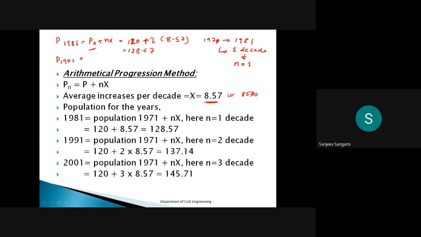Similarly, you can do it for P at 1981 by substituting in thousands also. That is 120,000 plus N, which is always 1, then X, which will be 8570. If you are substituting in thousands, then it will be 128.57 into 10 power 3. That will be the population at 1981.